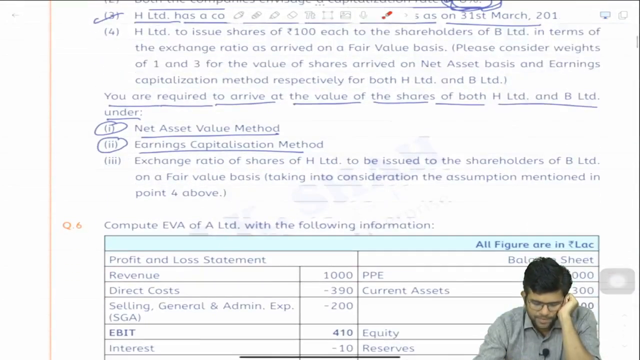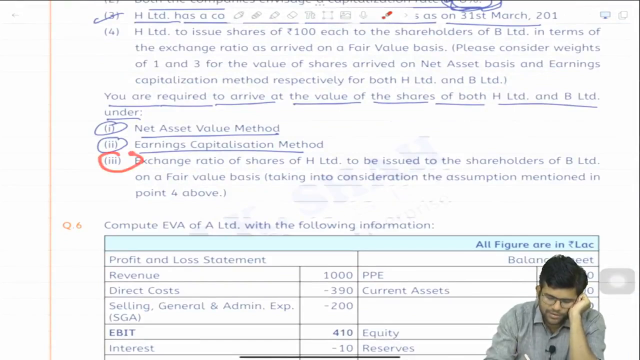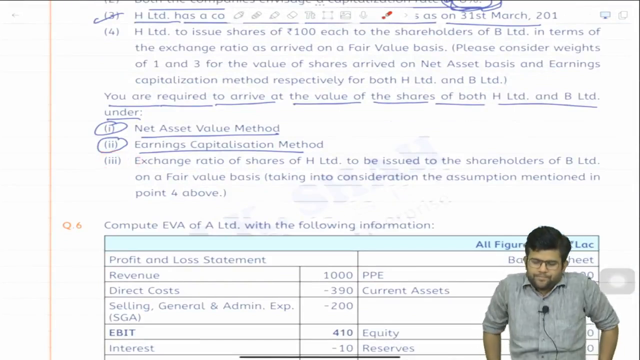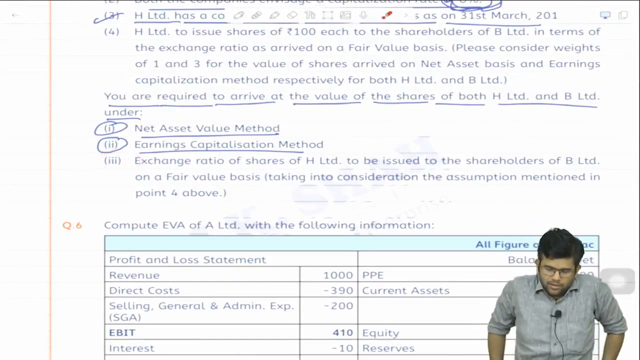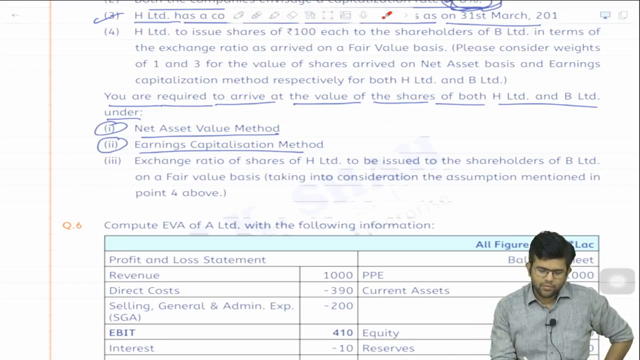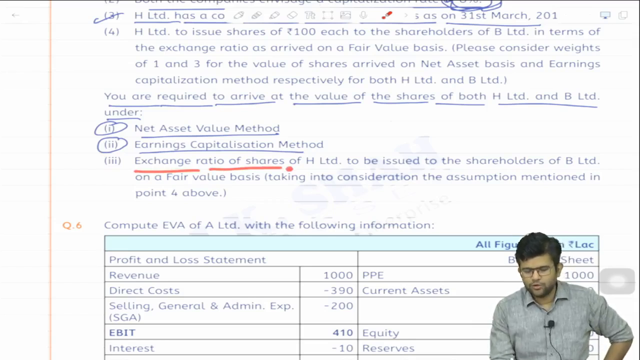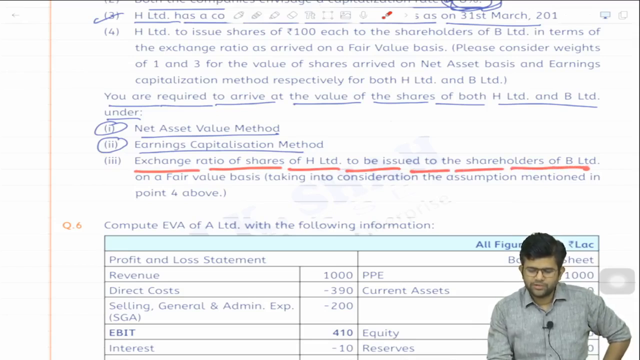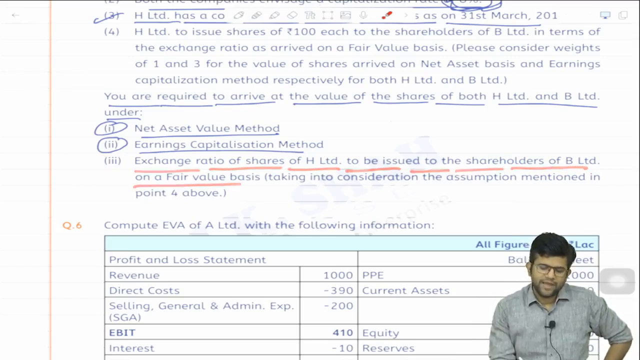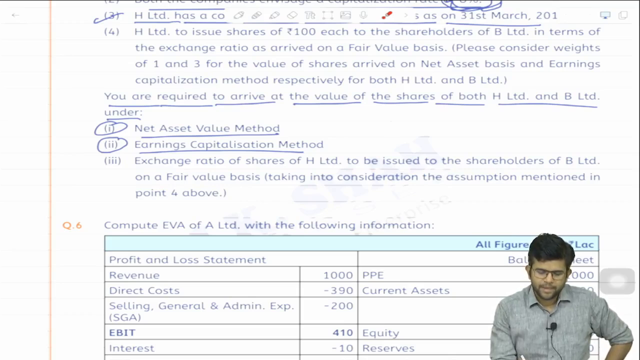Now moving on to point number 3. Okay. Now they are asking, what is the exchange ratio of shares of H Limited to be issued to the shareholders of B Limited on a fair value basis? You will not understand what they are asking. It will take some time. Please pay attention. First, we need to understand fair value basis.